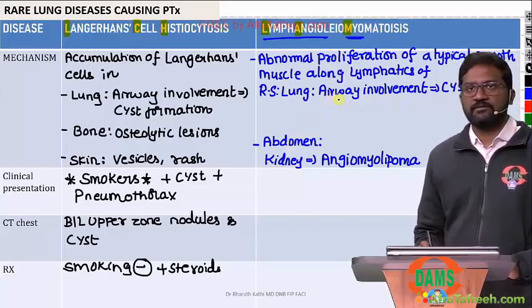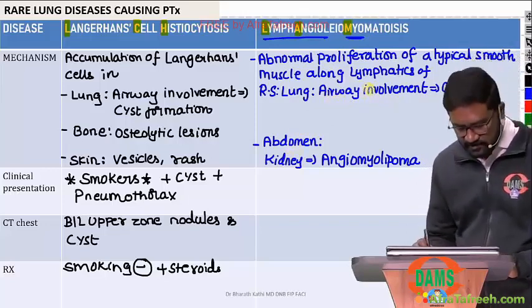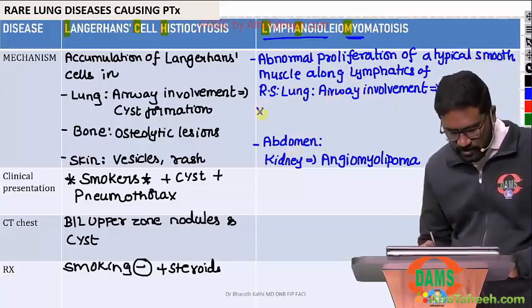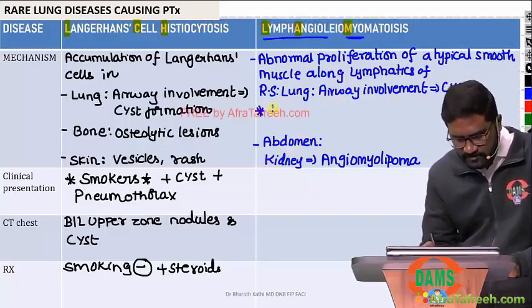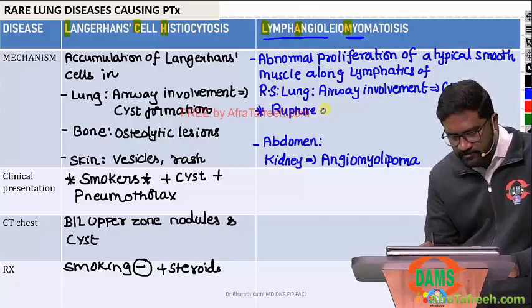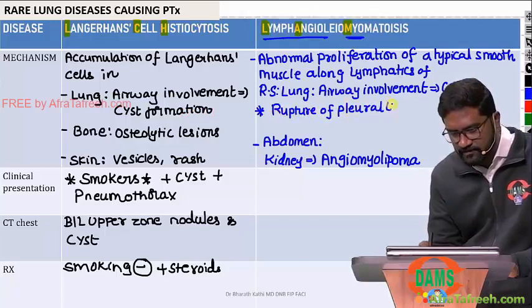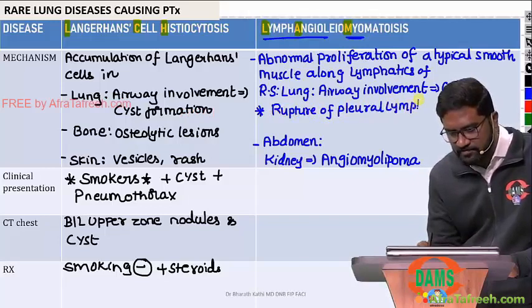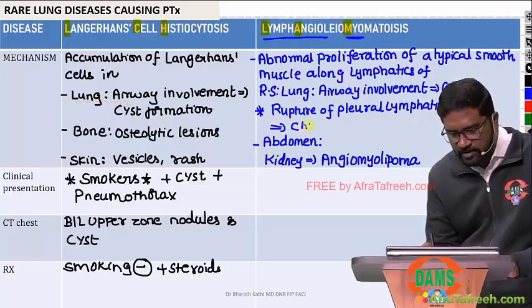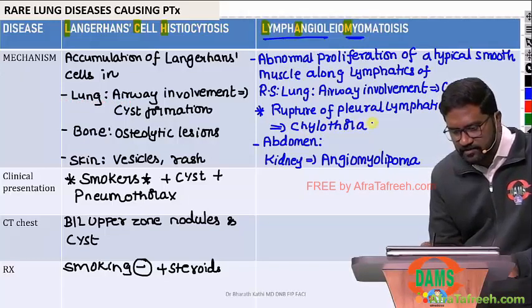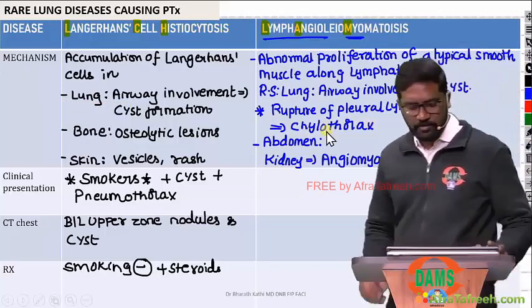Now these atypical smooth muscle cells can proliferate along the pleural lymphatics. That will result in rupture of pleural lymphatics. So once the pleural lymphatics are getting ruptured, students, lymph will start accumulating in the pleural space. What is lymph ultimately called as? Chyle. So it is also referred to as chylothorax.